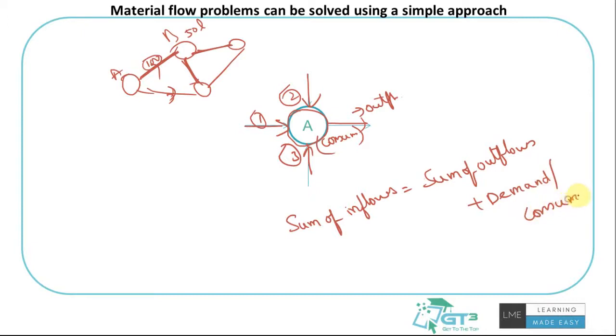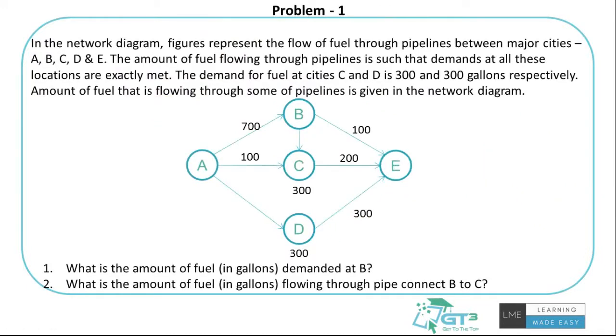This is the fundamental thing that you need to apply to get all the questions of this type in network diagrams solved. Look at all the things that are going into this node, add them, and that should be equal to whatever is going out and whatever is being consumed at that node. It's a very logically simple thing, right? And that's what you need to apply for the relevant nodes to solve the entire diagram. So let's solve a question to understand this.